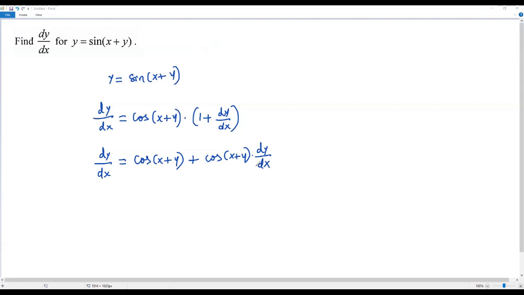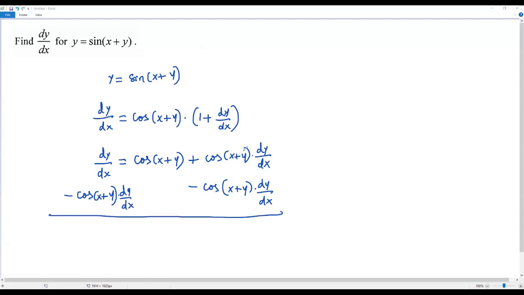Now I have to isolate dy over dx. But here we find dy over dx on the left side and the right side as well. To solve for dy over dx, we have to get all the terms which contain dy over dx on one side of the equation. So we can get rid of this term on the right side. For that, I have to subtract cosine of x plus y times dy over dx on both sides. Let me do it on the left side also, that is negative cosine of x plus y times dy over dx.